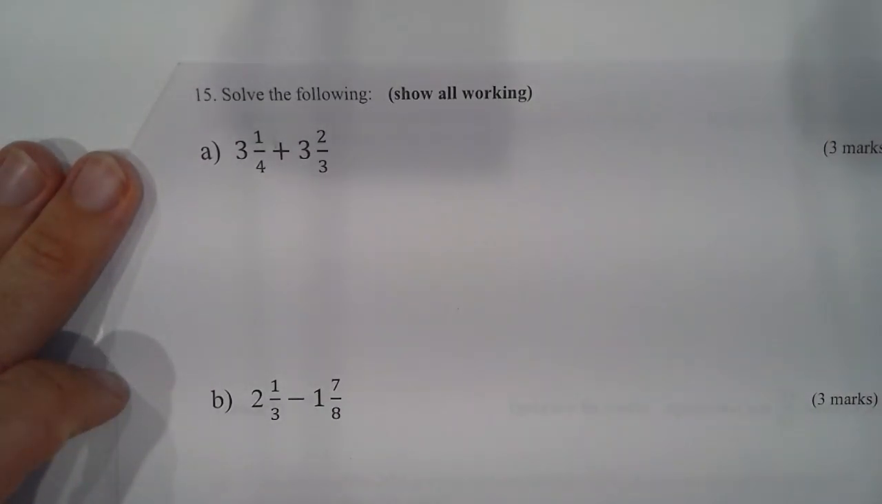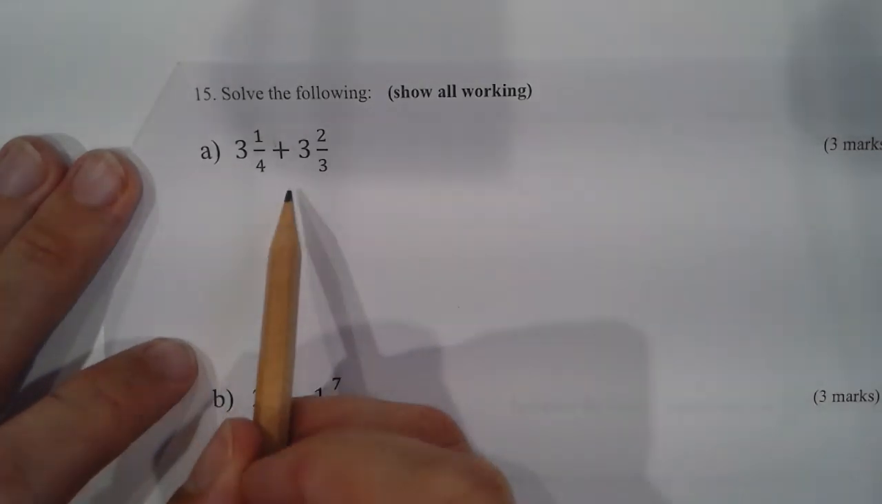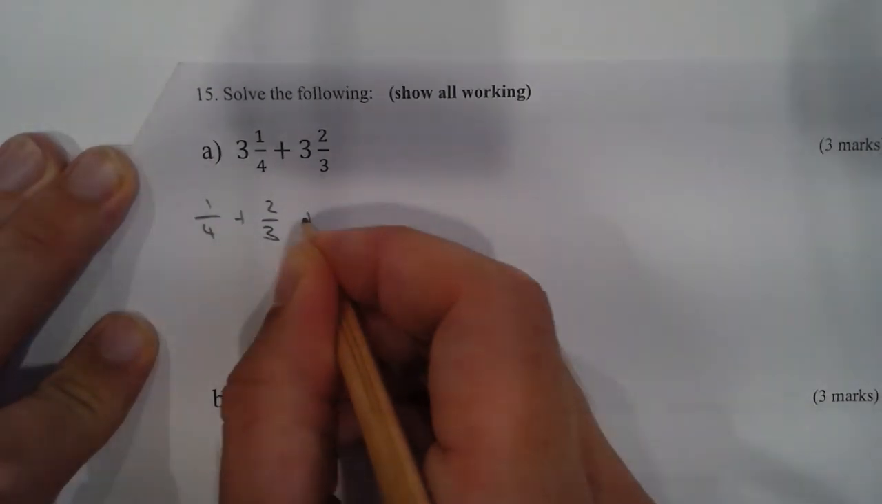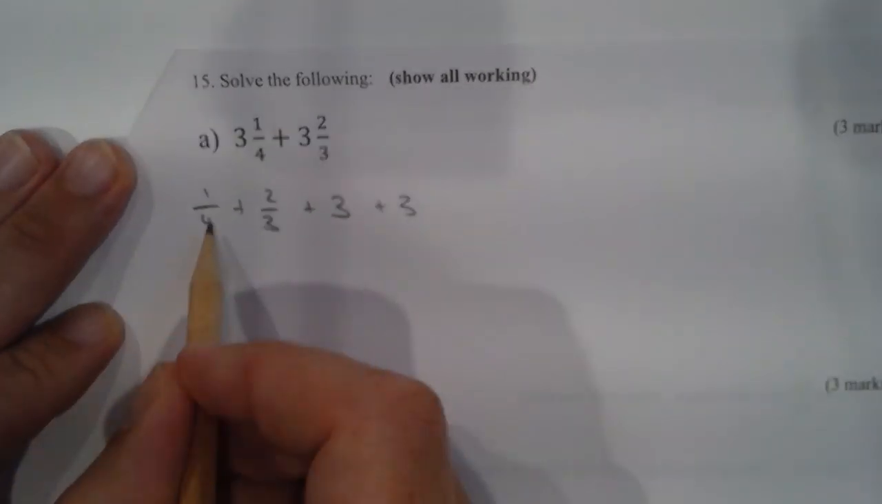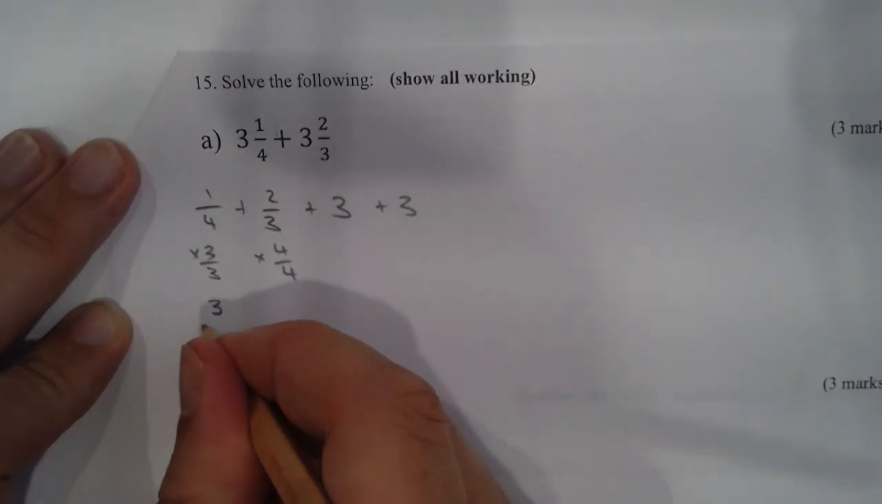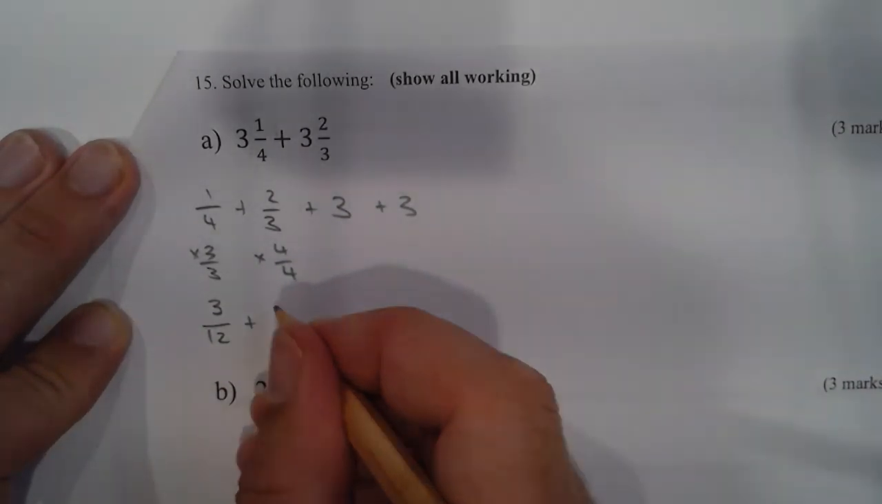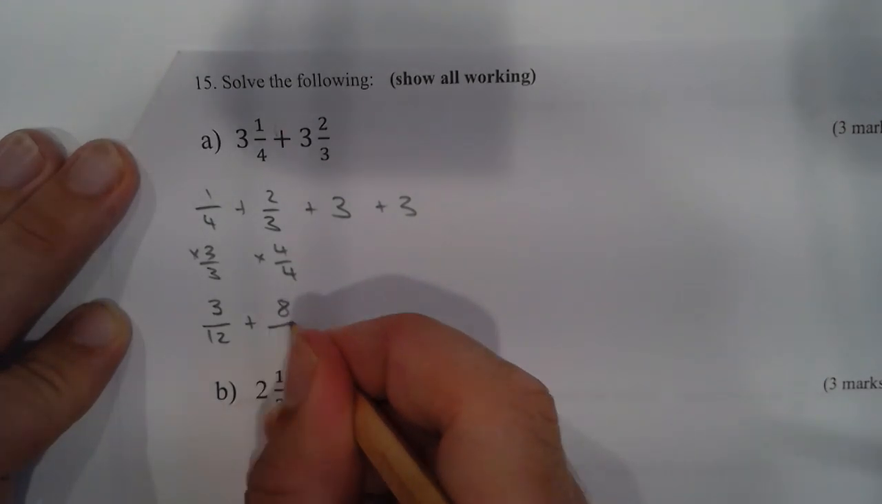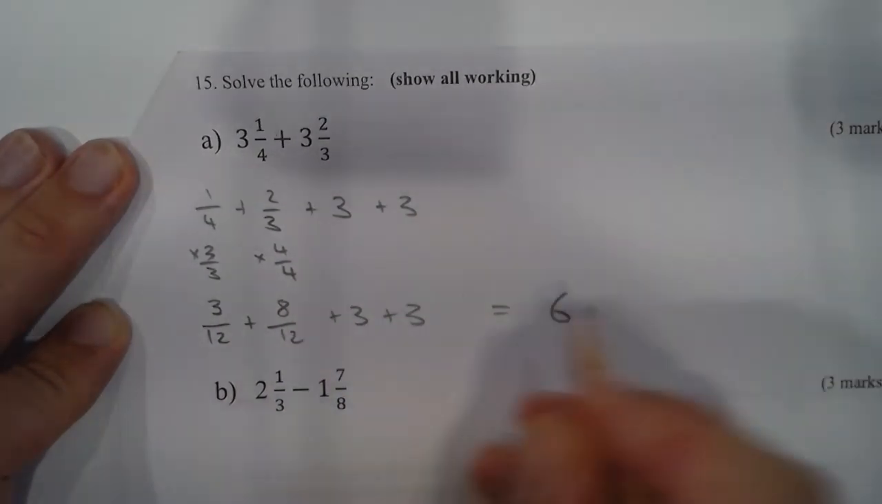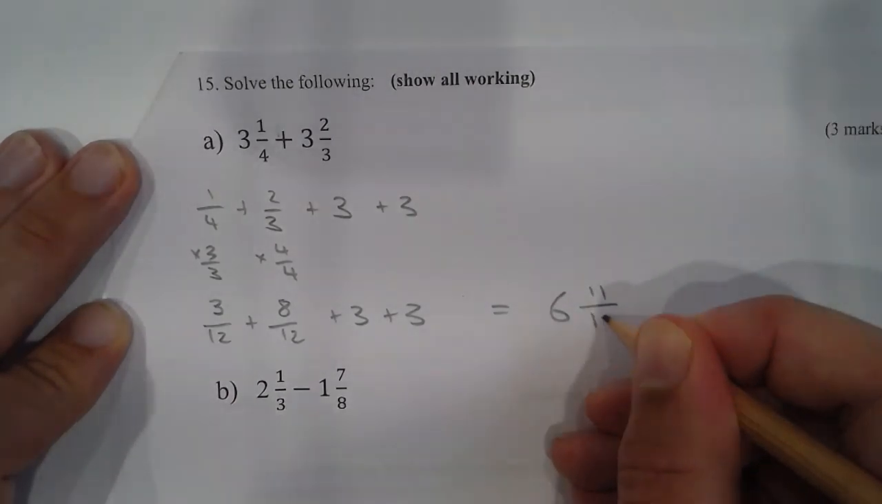15, so we need to add them up. Now you could add up the 3 and 3 separately, as well as the fractions for this one. So if I did a quarter plus 2/3 plus 3 plus 3, I'm going to times this by 3 over 3 and this one by 4 over 4 to get 3 over 12 plus 8 over 12 plus 3 plus 3, which means my answer is 6 and 11 over 12.